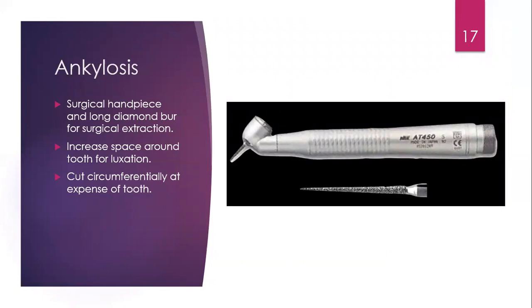So with the difficulty of trying to extract an ankylosed tooth with just the traditional approach, you may want to add in a surgical handpiece. The surgical handpiece moves at a higher power than your regular handpieces, and it also utilizes a long diamond burr so you can properly position the burr into the sulcus and create more space surrounding that tooth. That way it's easier for you to luxate that tooth and extract it properly without causing any further damage. So with that burr, you cut circumferentially, I guess at the expense of that tooth.